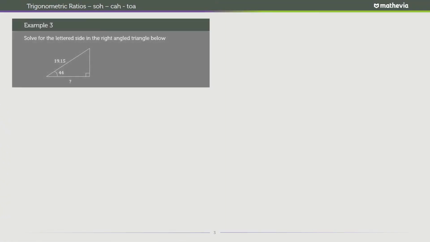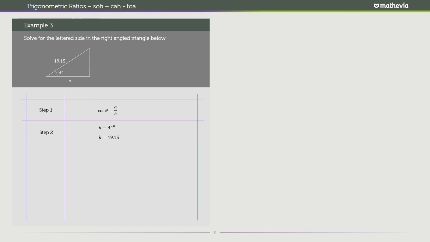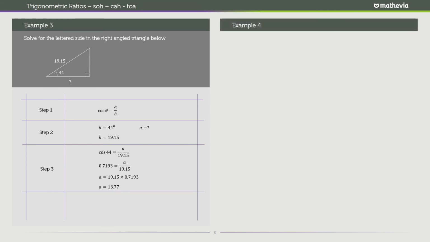Example 3. And we're looking for the missing side in the right angle triangle below. And what we have inside the triangle is 44 degrees. And we have our adjacent and our hypotenuse. And basically we're going to apply cosine. We have theta equals 44, hypotenuse is 19.5. And we're looking for the adjacent. So we have cos 44 equals the adjacent, that's adjacent over hypotenuse. So we have that, very simple, and we have our final answer.